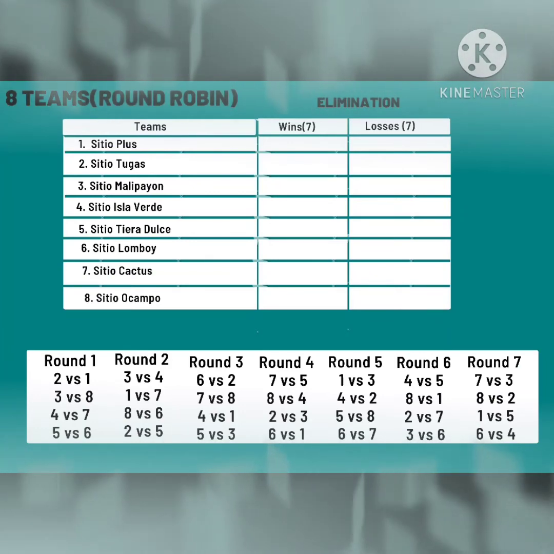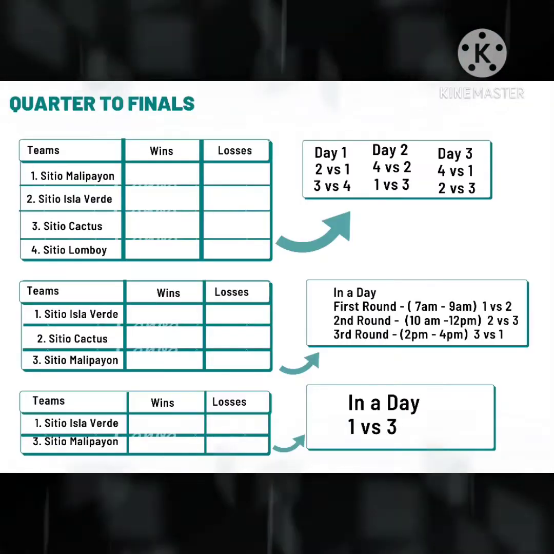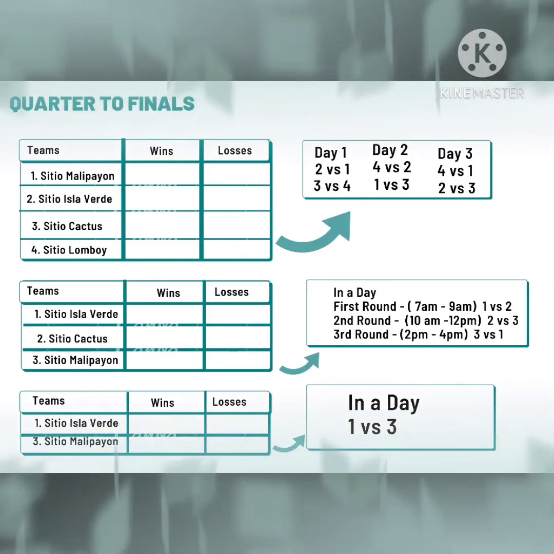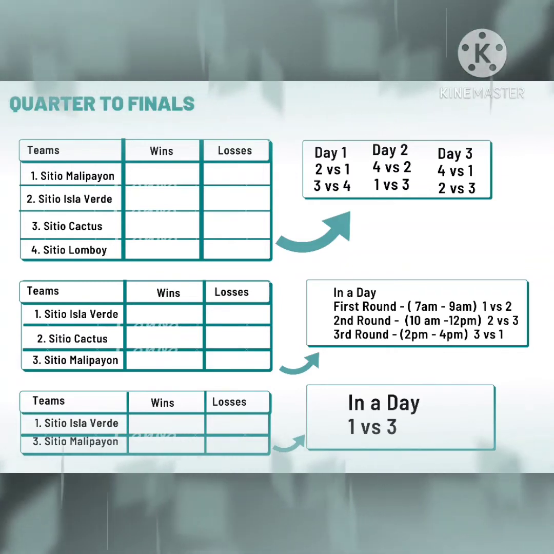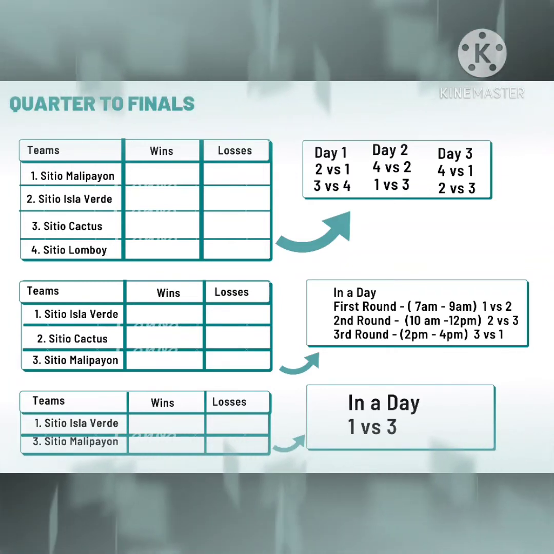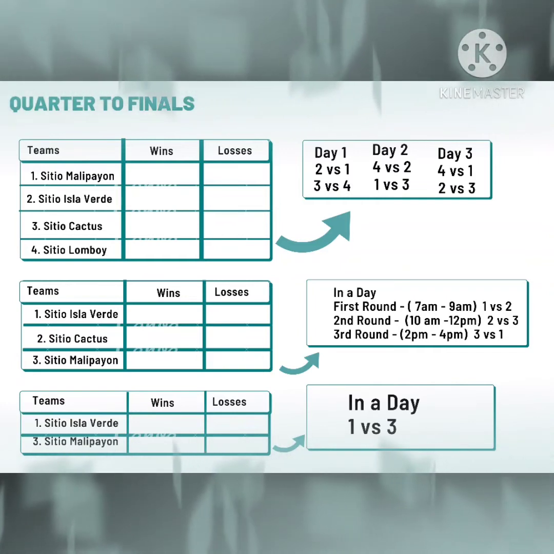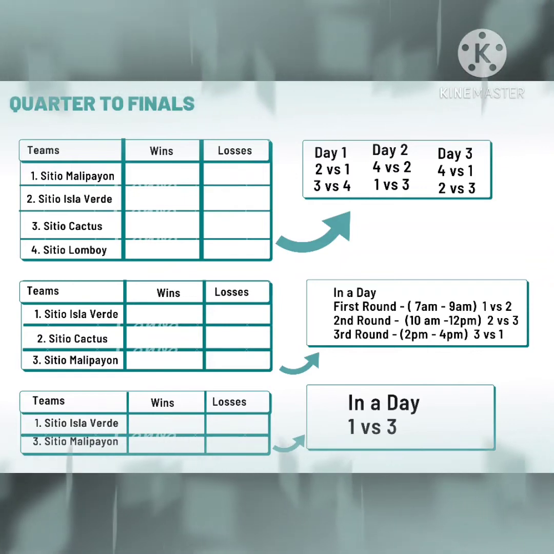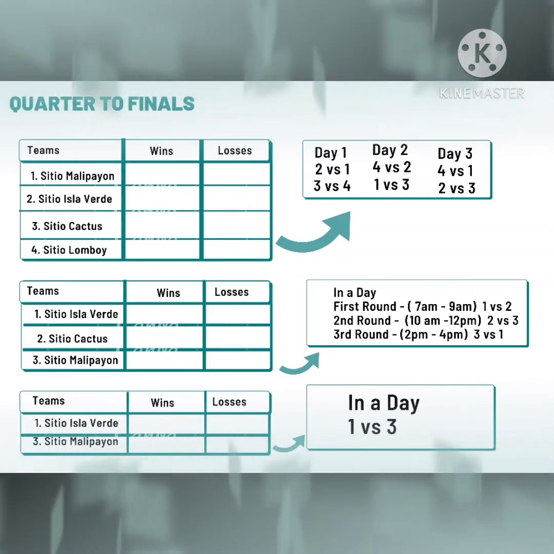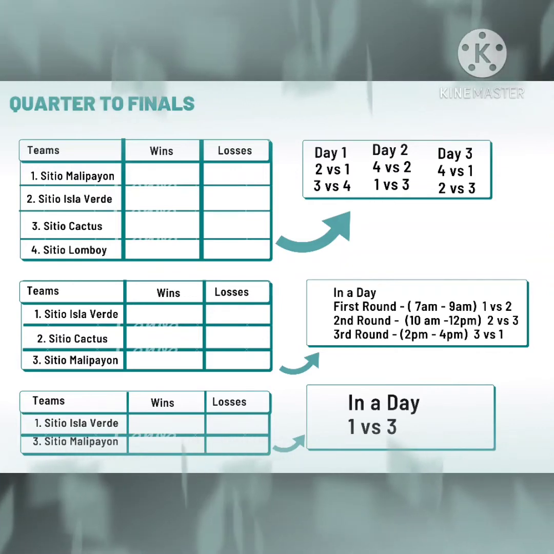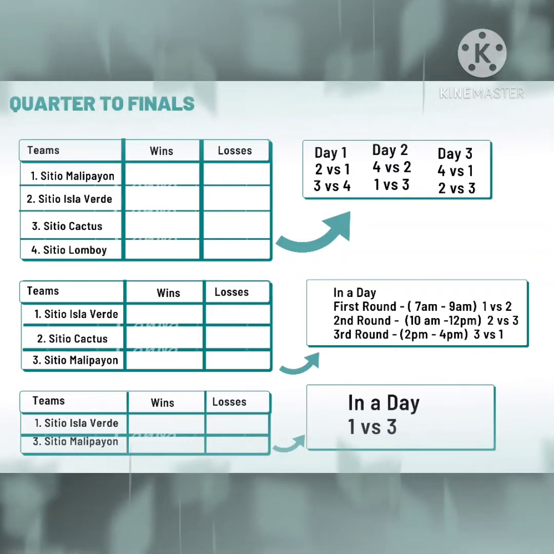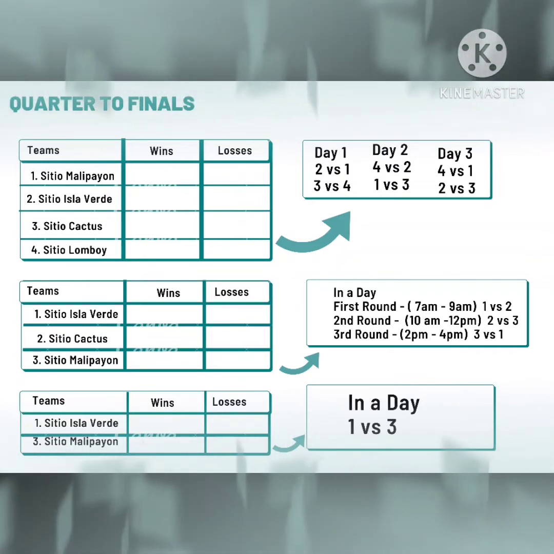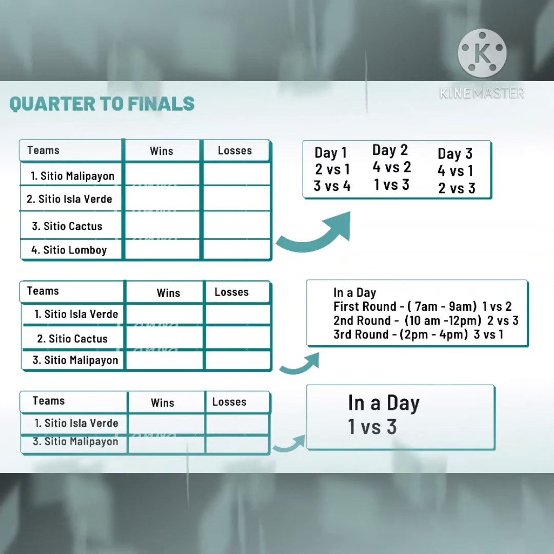Then let's go down to quarter round. So since upat na lang ka buok ang team nga nahabilin, like for example here in my graph is Sitio Malipayon, Sitio Isla Verde, Sitio Cactus, then Sitio Lomboy. So pariha ra gyapon by day 1 magkontra ang 2 versus 1, then 3 versus 4, then maura gyapon round robin ra gihapon. Like ang 1 magkontra sa 2, then ang 1 magkontra sa 3, then ang 1 magkontra sa 4. Mao sad ang 2 ug ang 3, ang 2 ug ang 4.